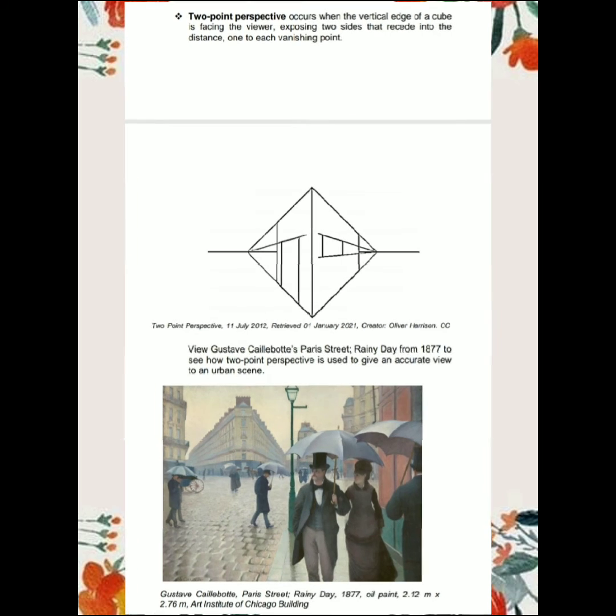Second, two-point perspective occurs when the vertical edge of a cube is facing the viewer, exposing two sides that recede into the distance, one to each vanishing point. View Elents Street, Rainy Day from 1877 to see how two-point perspective is used to give an accurate view to an urban scene. Two-point perspective has two vanishing points.